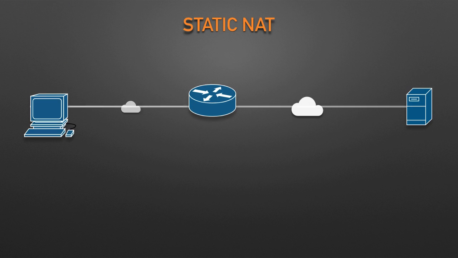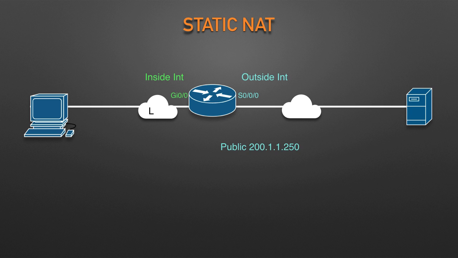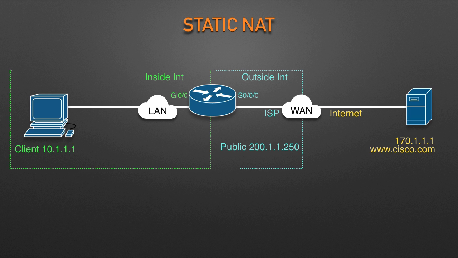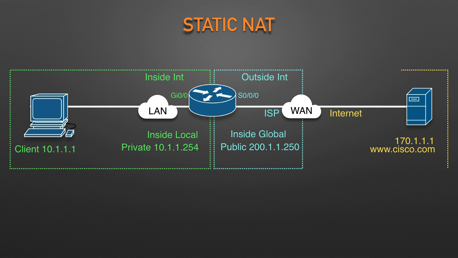Static NAT. First, the concepts. The company's ISP has assigned it registered network 200.1.1.250. Therefore, the NAT router must make the private IP addresses look like they are in network 200.1.1.250. To do so, the NAT router changes the source IP addresses in the packets going from left to right in the figure.